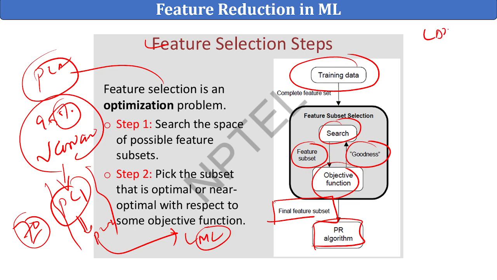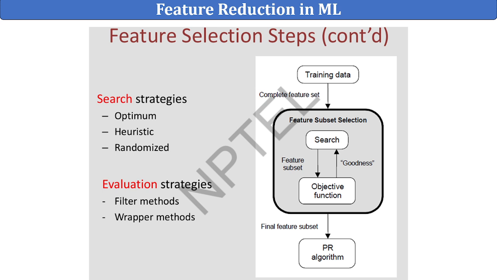In the LDA case, we have to find the discriminant, testing how differentiable the classes are. Once we do the search, we have different methods of optimum search, heuristic search, and randomized search, based on their similarity.